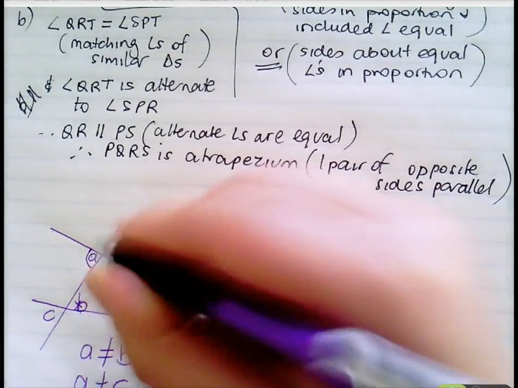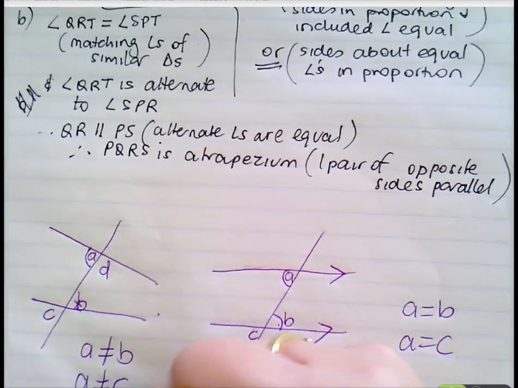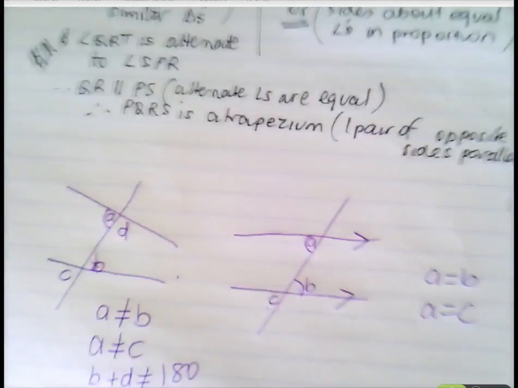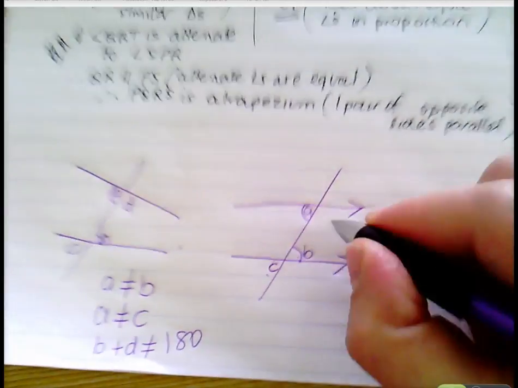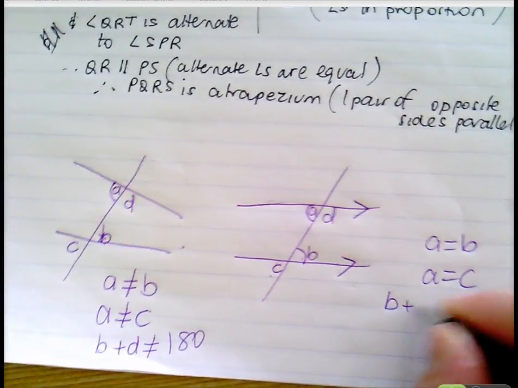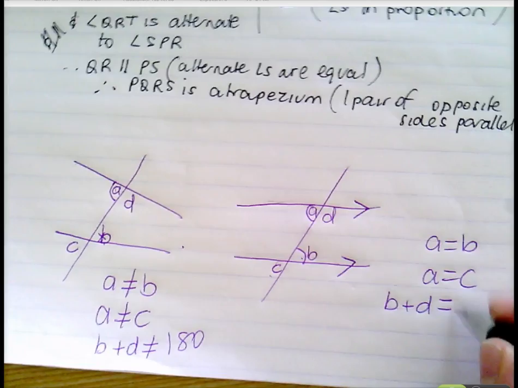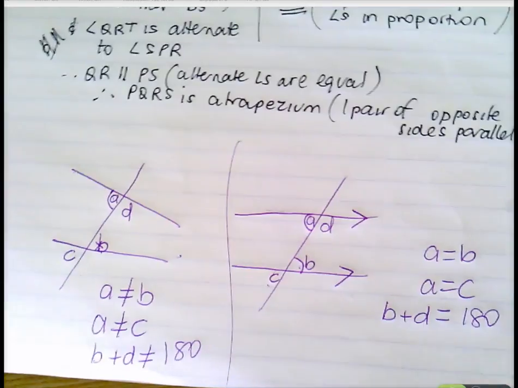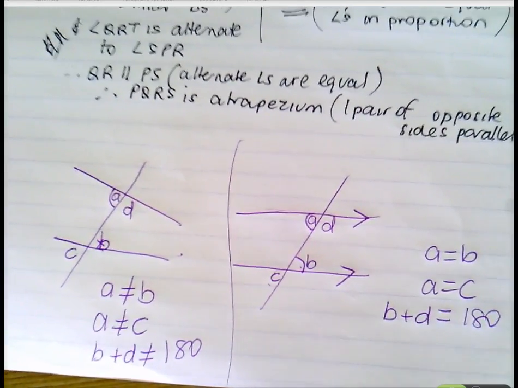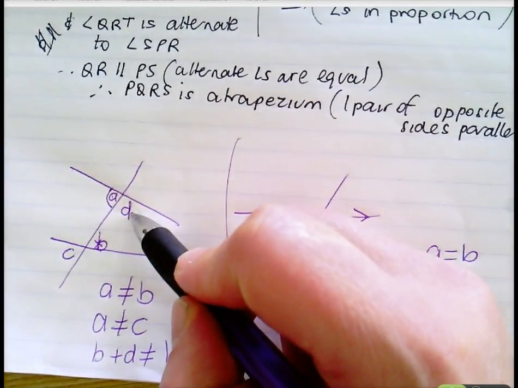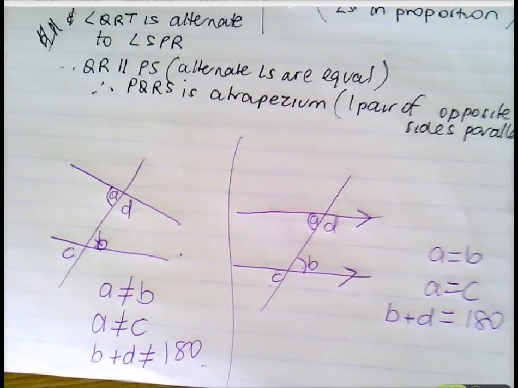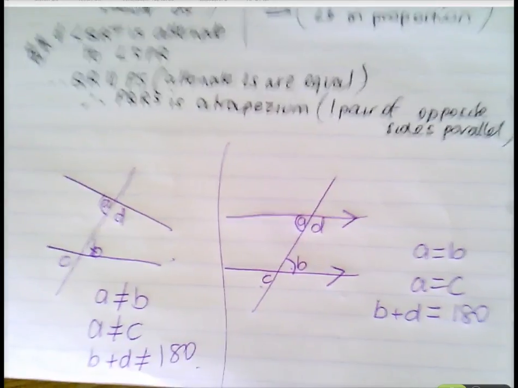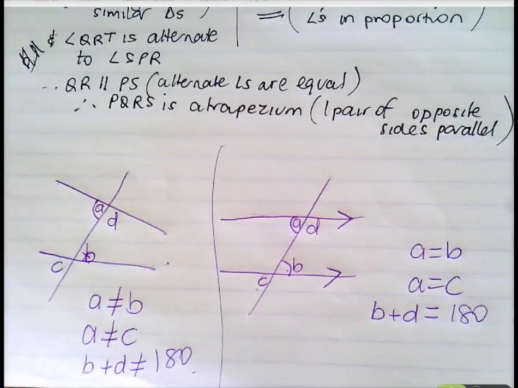And if I look at B and D, co-interior, in this first diagram, B and D don't equal 180. But if I look at the second diagram, B and D do equal 180. Why? Because the lines are parallel. B and D are still co-interior here, but they don't equal 180. Does it make sense? So, don't always think alternate angles are equal.